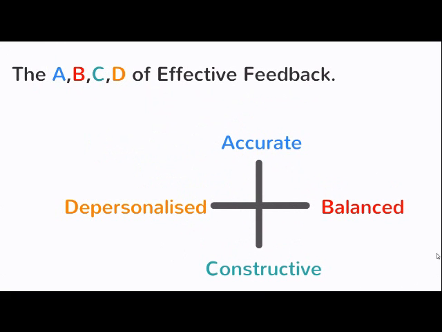When you're in these meetings, it's always brilliant to remember the ABCD of effective feedback. The first one being accurate. Always make sure your feedback is accurate. If it's not, it won't last long, and people will soon start seeing holes in it. Make sure that your feedback represents the group you're representing. Make sure your feedback's balanced.